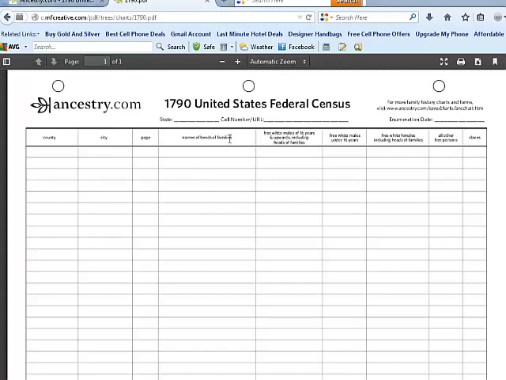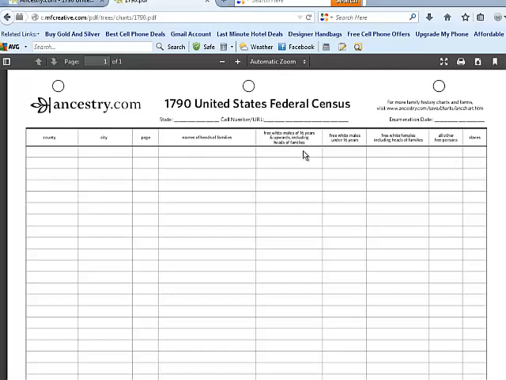is the head of household name, okay, which is just the father's name. This column is the number of white males 16 years and older, which included the head of the household. This column here is the white males under 16. This is all the females. This column says all other free people. I don't know who you could be above 16 or below 16, white and male. I don't know, maybe a gorilla, I don't know. And then this is the slaves. Very few people use these two columns, but you may see them.